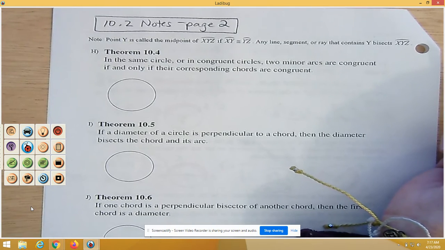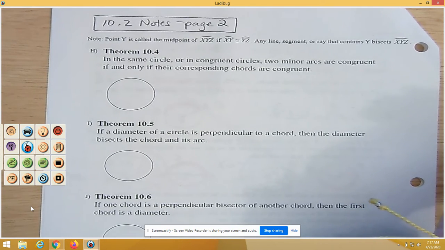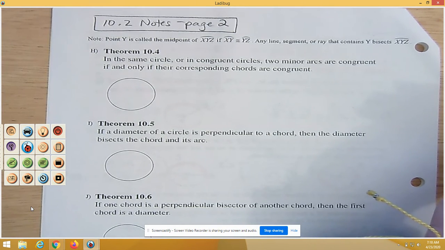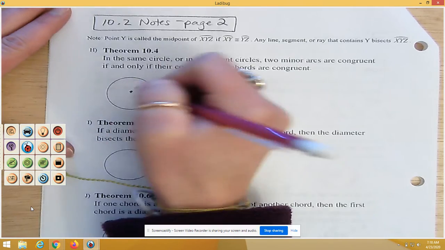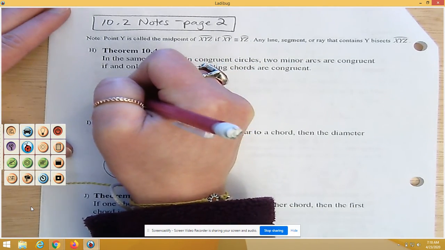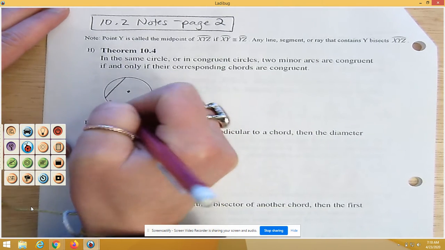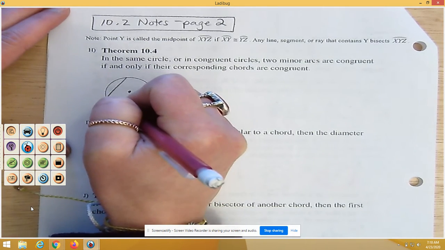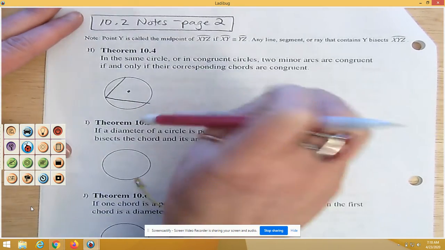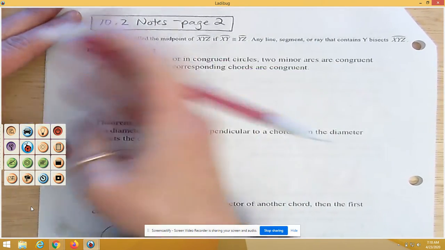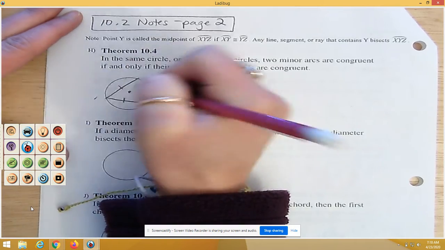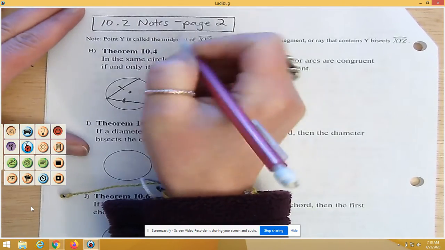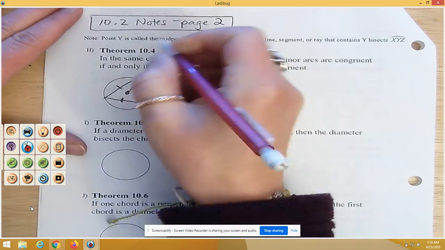So theorem 10.4 states, in the same circle or in congruent circles, 2 minor arcs are congruent if and only if their corresponding chords are congruent. So we're going to draw the center of our circle, and I'm going to go like this, the best I can to try to make these congruent. Doesn't have to be perfect. That certainly isn't, so let me see if I can fix that. It's not that easy to do these, but that's why we mark our diagram. So I'm going to mark that those are congruent. This is congruent to that. And then I'm going to come in here. I don't know that that's really in the center.